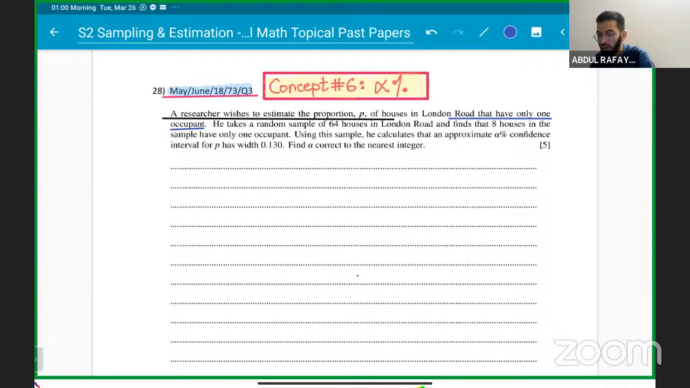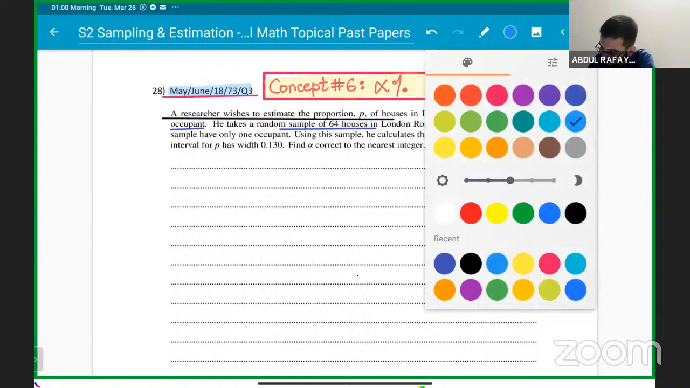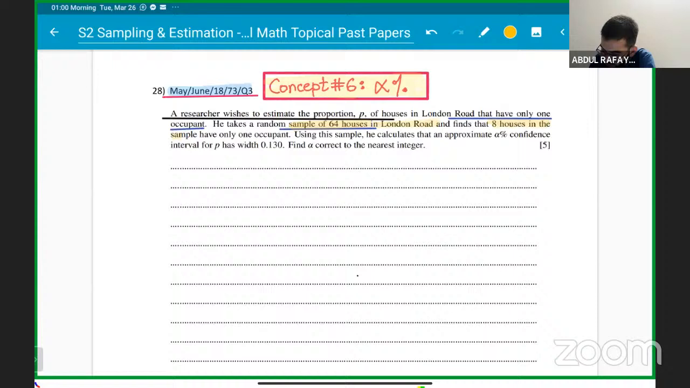So a random sample is of 64 houses. Okay, students, the sample is of 64 houses in London Road, and it finds that 8 houses in the sample only have one occupant. So you should stop here and write it down that this is the proportion of success: 8 out of 64. Of the 64 sample houses that you have taken, only 8 have only one occupant.